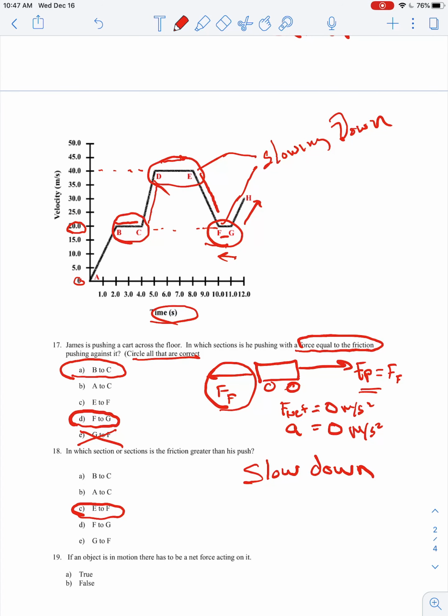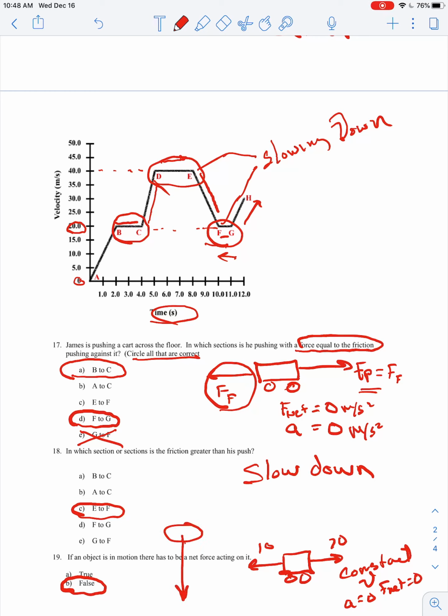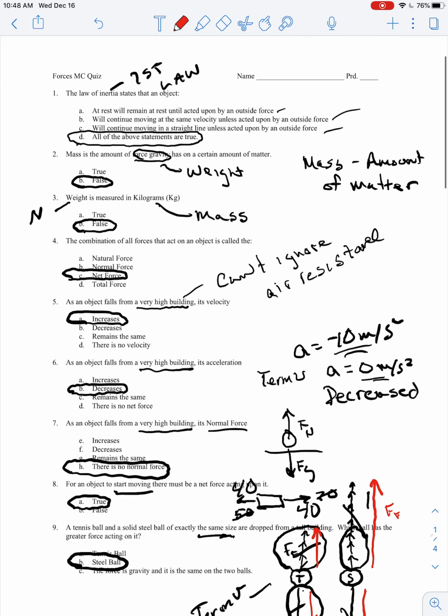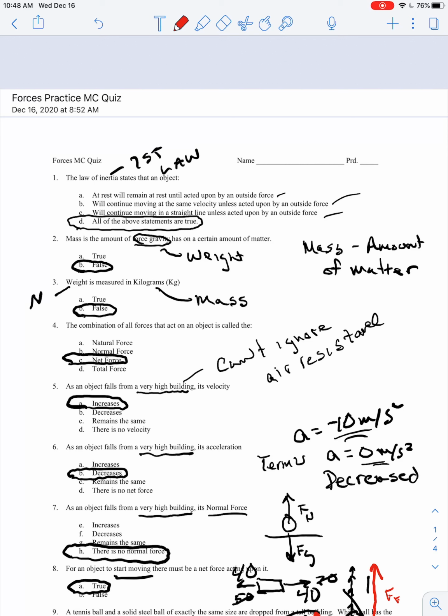And if an object is in motion, there has to be a net force acting on it. That is false. Remember, we can have things that are moving at constant velocity. A equals 0, F net equals 0. The same thing is true with our skydiver in the problem above. Remember, she was falling, and she was at terminal velocity, where FG equals FF. These two forces are equal. That doesn't mean she isn't moving. She's still falling really fast. Okay? But the net force is 0. So you can review that later if you want, or use it for your test.